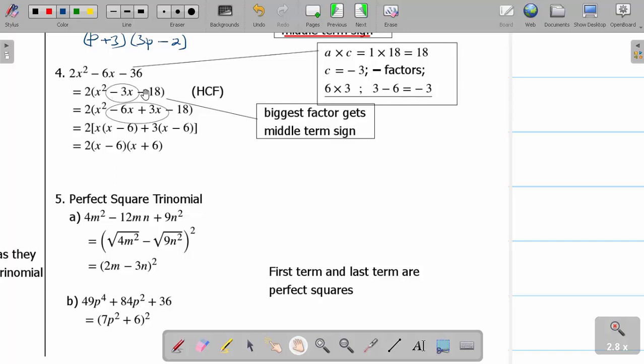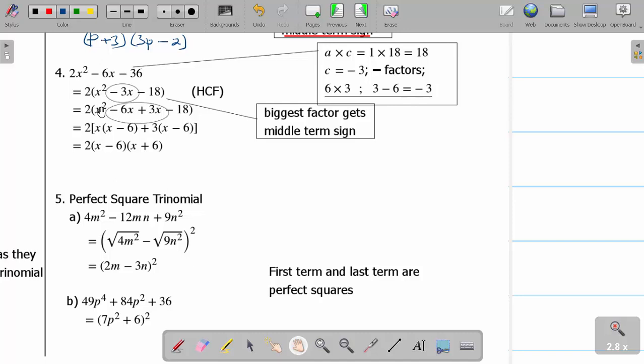Now note that the 18 has got a negative sign here. So the two factors, plus and minus, are going to be 6 and 3. Now 6 times 3 is 18. What about now? We're actually going to take a negative 6 and positive 3. Now we said the biggest factor gets the negative sign, so 6 is bigger than 3. So that's why it's going to be negative 6 here, then positive 3. So again, we do the same thing here.